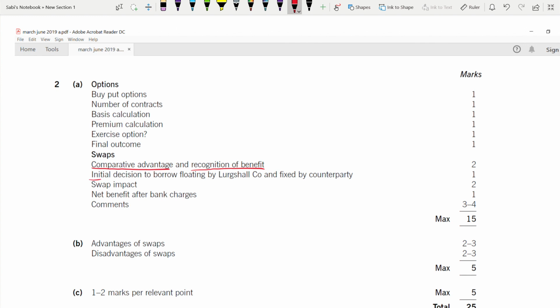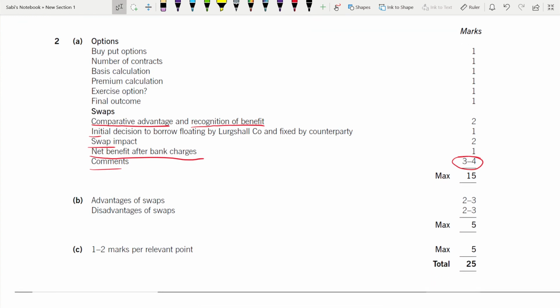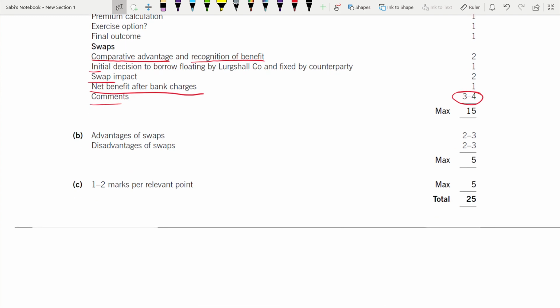To write it. Swap impact, 2 marks. That means your whole swap, everything has to be correct. Net benefit after bank charges: you have to deduct the bank charges whenever bank charges are given. 3 to 4 marks on comments, if you see. 3 to 4 marks for comments. Coming to part 2, it is 2 to 3 advantages and disadvantages of swap, with 1 to 2 marks per relevant point.